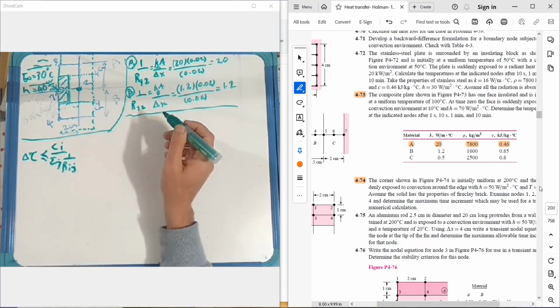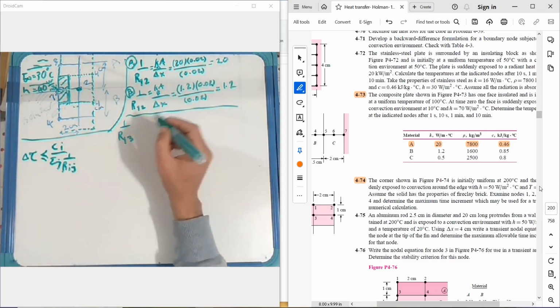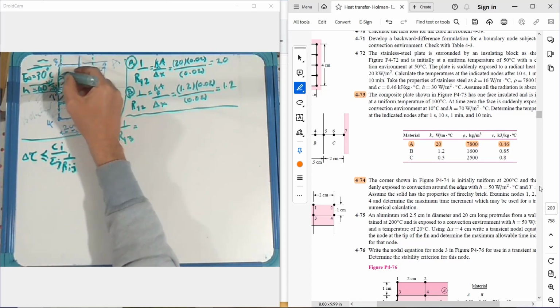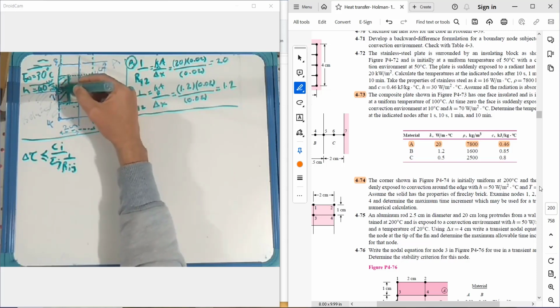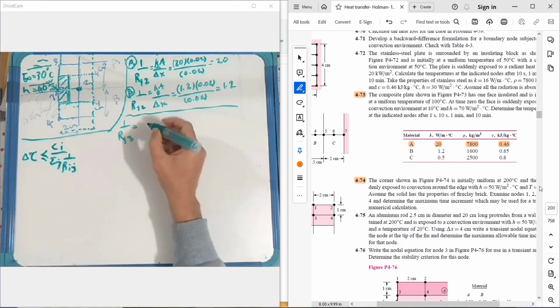But we should also write R_1-3. This is point 3 and this is element 3, and the resistance from point 1 to 3. We should write it, which is in material A.